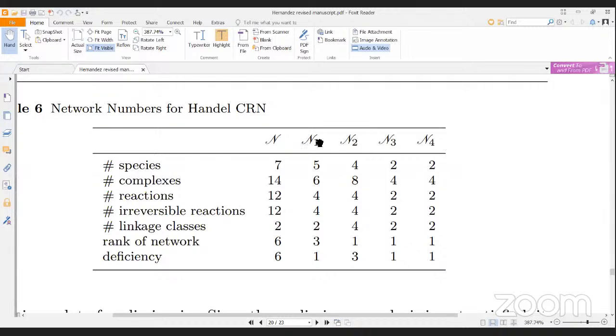Another independent decomposition is N1 union N2. And then N3, N4. So it's also an independent decomposition. And another independent decomposition is N2 union N3, and then N1 union N4. So you can actually get several independent decompositions based on the network. Okay. Yes, ma'am. Okay.